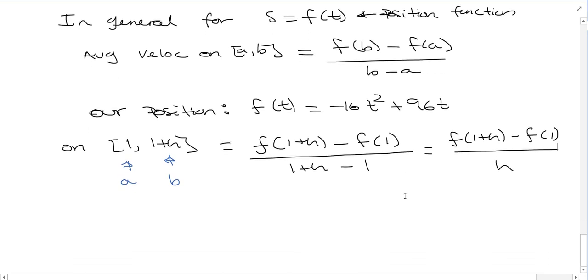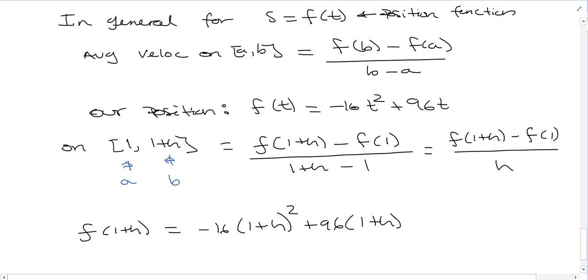So notice the difference quotient really comes from finding the average velocity on an interval for a position function. All right, so what is f of 1 plus h? Let's plug it into the function. It'll be minus 16 times (1 plus h) squared, plus 96 times (1 plus h), right? So you replace every t that you see in the function with 1 plus h. All right, and let's simplify that.